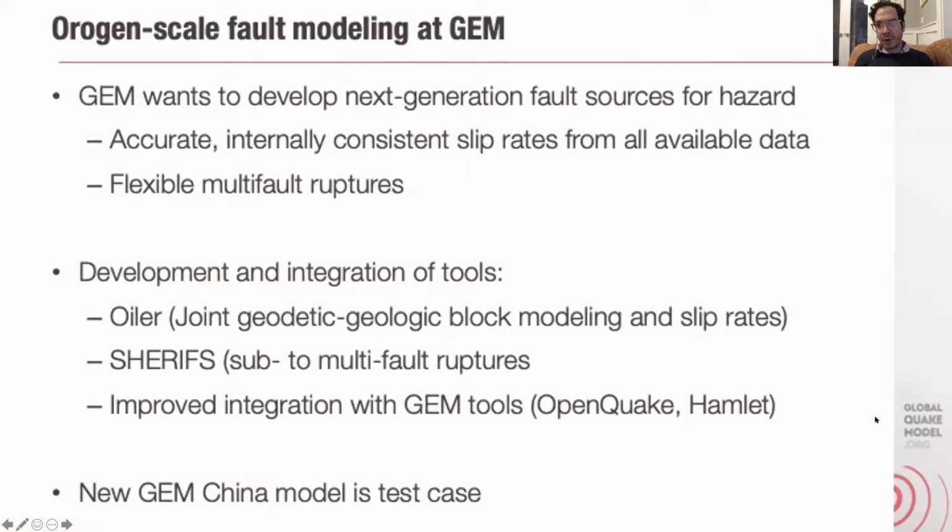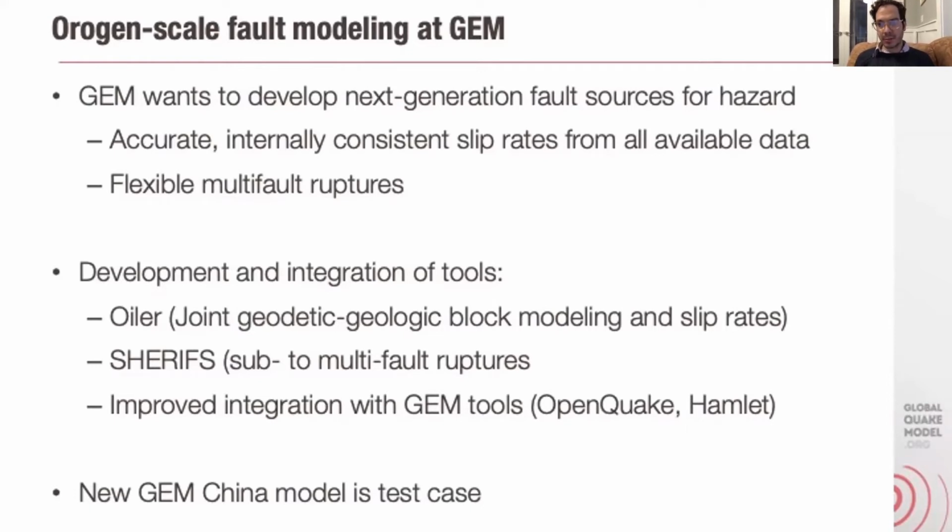At GEM, now that we are finished with the first versions of the global mosaics, we are building new tools and new data sets to improve regional hazard models. The goal is to produce fault source models that are more realistic, accurate, and internally consistent than our previous efforts. Toward this end, we have 3 tools that are in development.